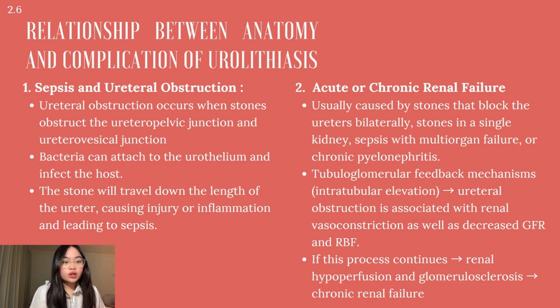Second, acute or chronic renal failure. Acute or chronic renal failure is usually caused by stones that obstruct the ureters bilaterally, stones in a single kidney, sepsis with multi-organ failure, or chronic pyelonephritis, as a result of tubuloglomerular feedback mechanisms in the setting of intratubular pressure elevation. Ureteral obstruction is associated with renal vasoconstriction as well as decreased glomerular filtration rate and renal blood flow. If this process continues, it will result in renal hypoperfusion and glomerulosclerosis, which will lead to chronic renal failure.